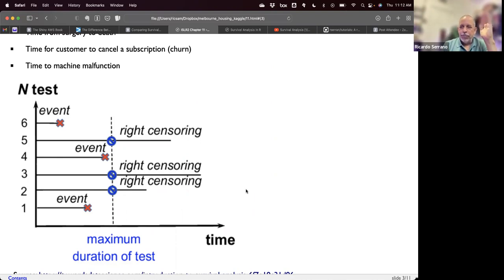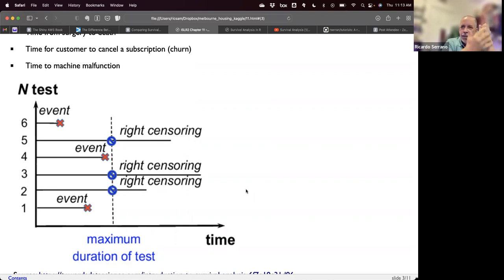Another example, let's not give that example, which is sometimes not easy to talk about. Let's say that you're studying customers that for some reason leave a subscription. You are in the business of magazines and you have people that subscribe to that service. And some people cancel their subscription. So the event that you are trying to study is the cancellation. That's the time to event. So let's say that you have a cohort of 50 customers.